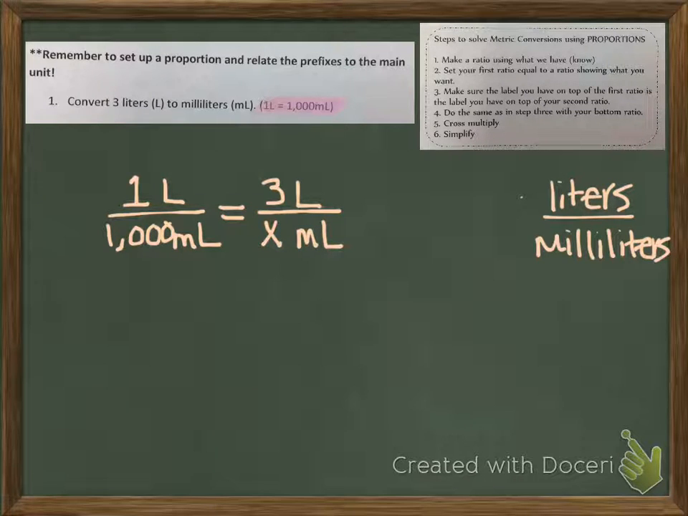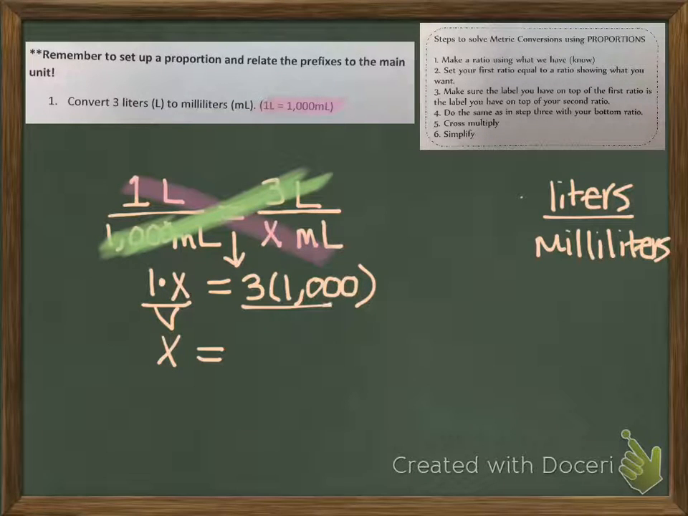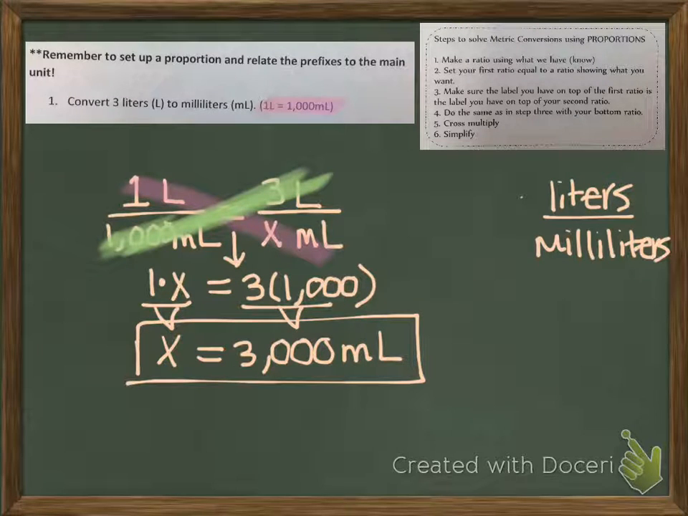And then I solve by multiplying across. So my first step is to write that 1 times x is what I'm going to multiply first. I'm going to bring down my equal sign. And then I'm going to multiply my next diagonal, which is 3 times 1,000. Then I simplify. 1 times x is just x, and 3 times 1,000 is 3,000. And what unit was I searching for? Milliliters. Don't forget your label. 3,000 milliliters is my final answer.